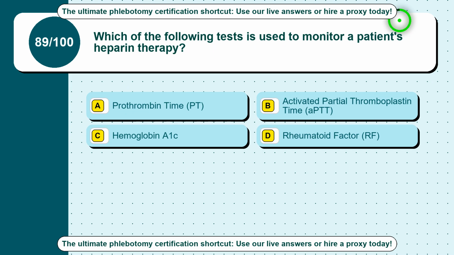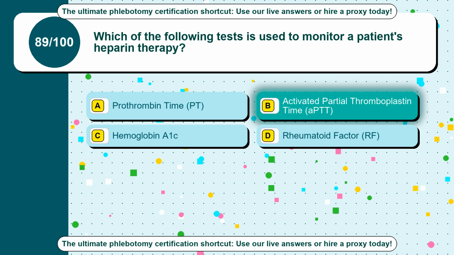Question 89. Which of the following tests is used to monitor a patient's heparin therapy? Option A, prothrombin time, PT. Option B, activated partial thromboplastin time, APTT. Option C, hemoglobin A1c. Option D, rheumatoid factor, RF. The correct answer is option B, activated partial thromboplastin time, APTT.